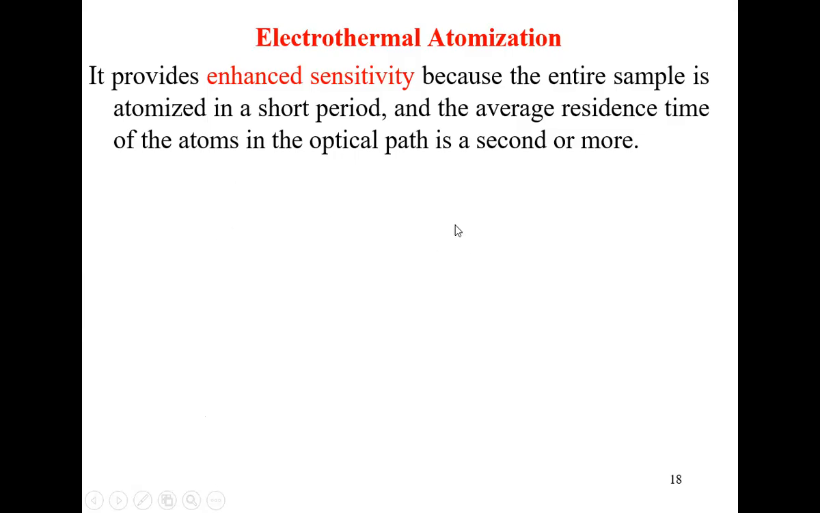So the electrothermal atomization provides enhanced sensitivity because the entire sample is atomized in a short period of time, and the average residence time of the atoms in the optical path is a second or more. Usually there are several processes that occur. There is the ashing stage, there's the drying stage, there's a temperature control stage. All those occur very, very fast, all right? So that enhances the sensitivity because the radiation is interacting very quickly with the sample. That enhances your sensitivity.